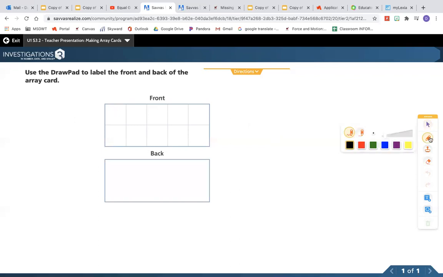How many rows do we have? Good. We have 2 rows. How many columns do we have? So think of it this way. If I have 2 going down, how many do I have going across?